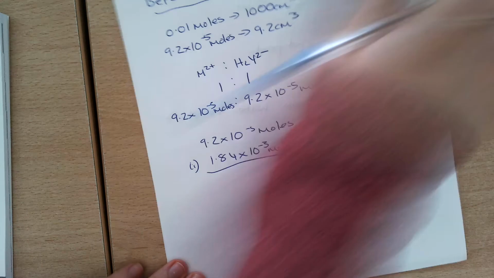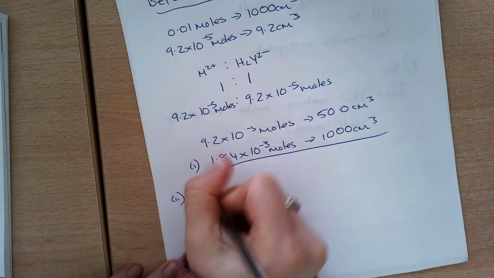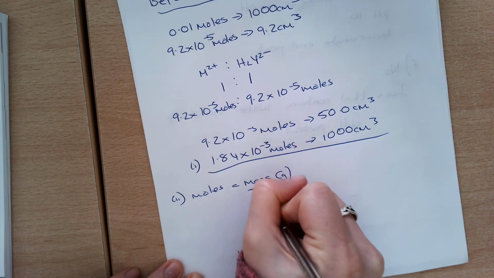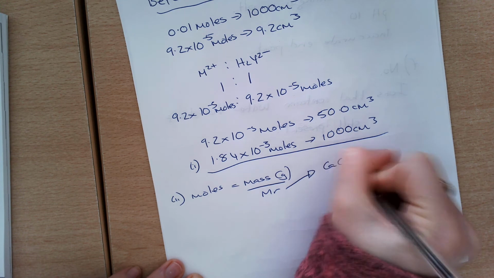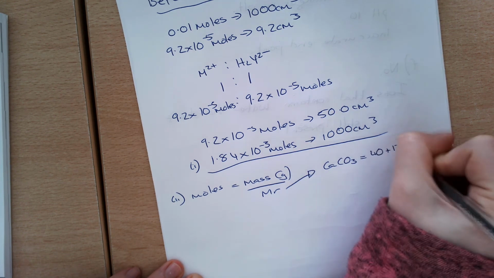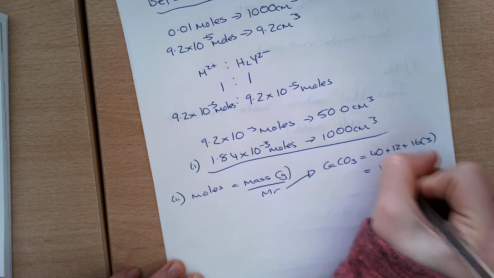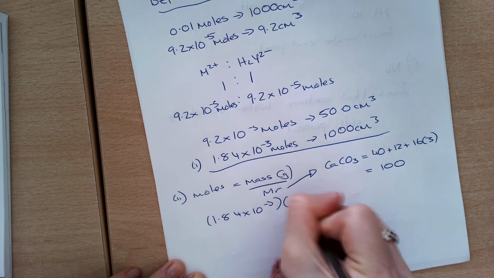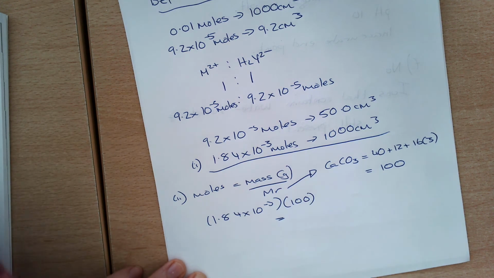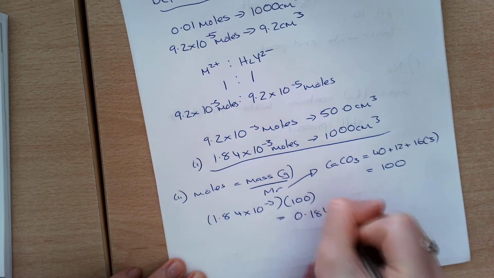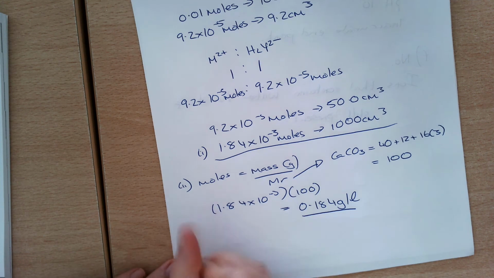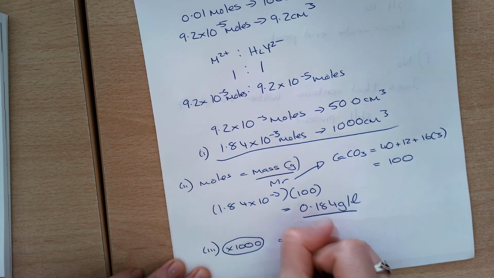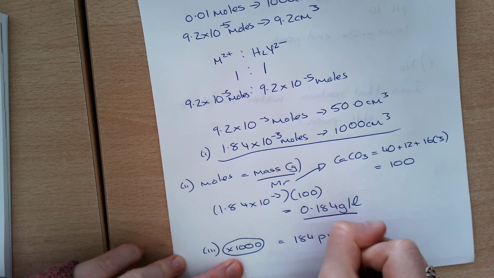Okay, part 2 then, I'm asked to find that in grams per litre. So number of moles equals mass in grams divided by my relative molecular mass. In terms of CaCO3, that's 40 plus 12 plus 16 by 3, which gives 100. So 1.84 by 10 to the minus 3 multiplied by 100 gives me a mass in grams of 0.184 grams per litre. And finally I'm asked for that in ppm, multiply it by 1,000, and that gives me 184 ppm.